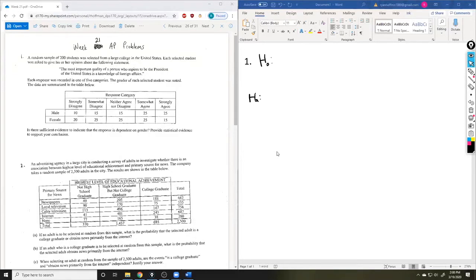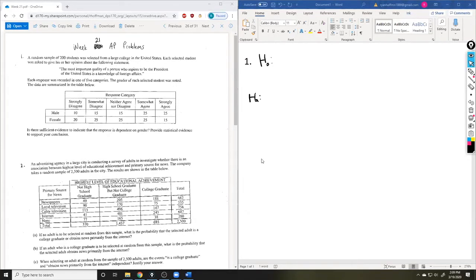How do we know it's not goodness of fit here? There's two variables. Yes, there's two variables. So remember, goodness of fit is just for one variable, and it's talking about the distribution of that one variable. Now, I talked about the difference between these in the notes video. So we have homogeneity and association and independence.